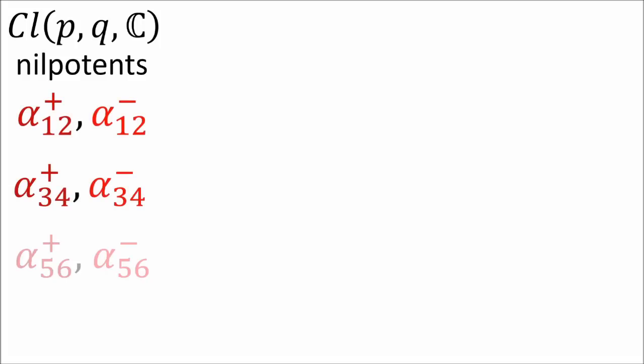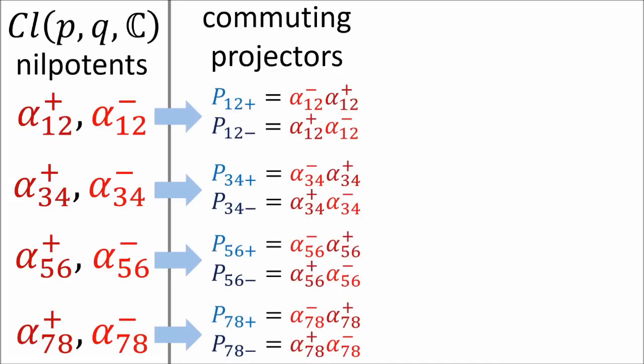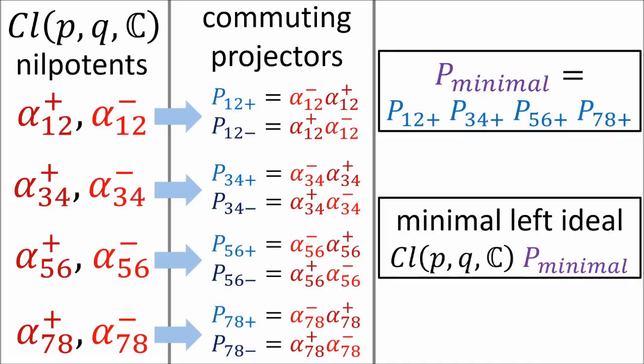Build a maximally isotropic subspace from the nilpotents, use the nilpotents to build a minimal projector, and use the projector to get a minimal left ideal where spinors live. Now, note that this procedure only works in Clifford algebras where p plus q is an even number, because we need an even number of basis vectors to build pairs of nilpotent elements.